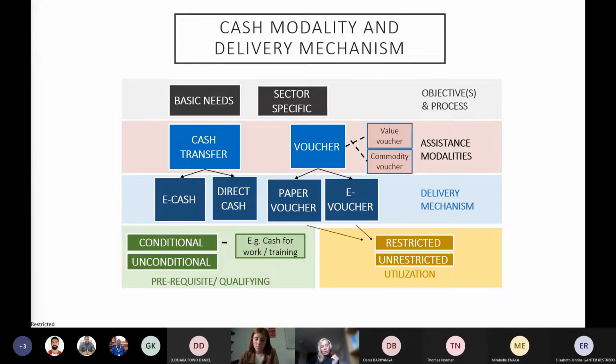And then we have restricted and unrestricted cash. So this is related to how people spend the cash that we give them. The voucher modality will always be restricted in some sense because we have to contract certain vendors for people to go and access the items that they need from those vendors. But we might have a lot of vendors contracted, or we might have contexts where it's more like a supermarket where you can access everything.